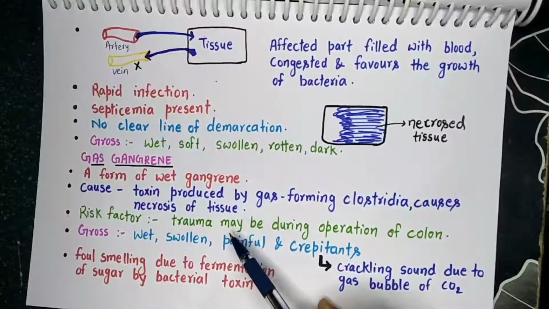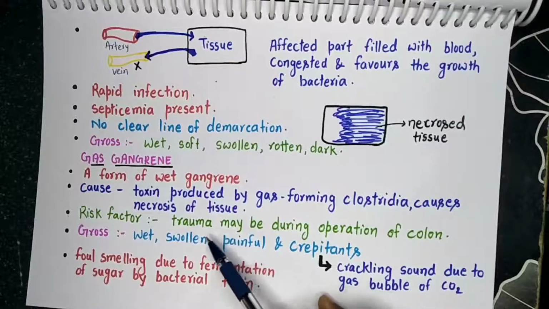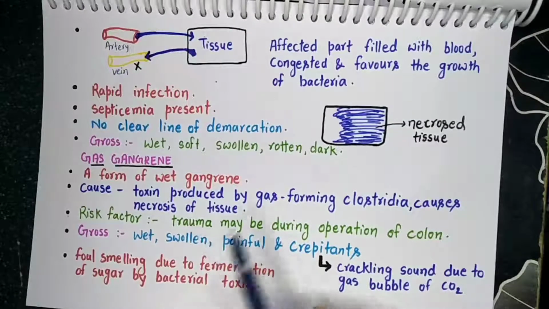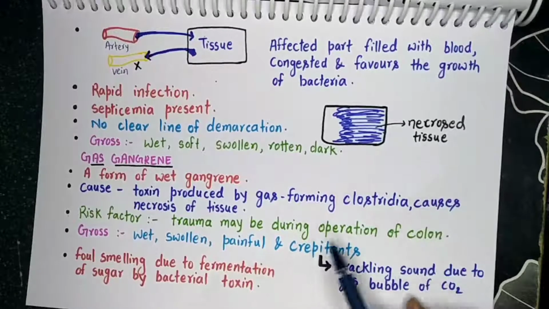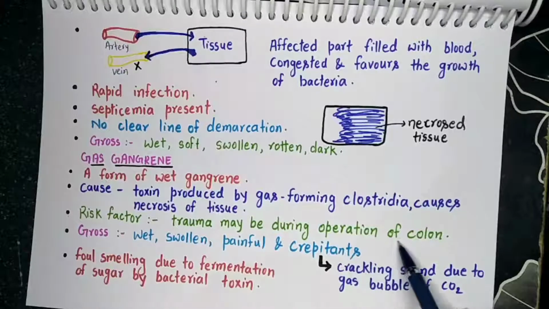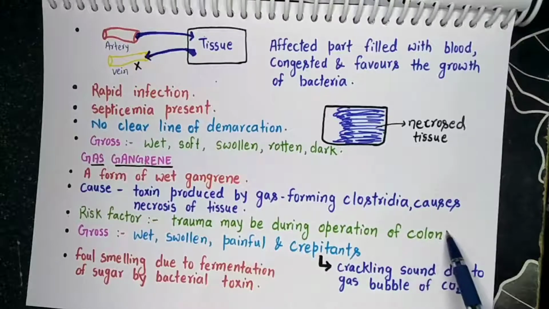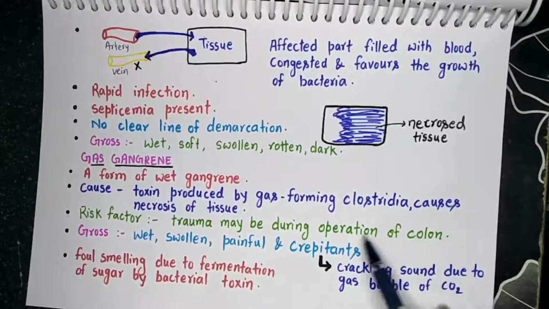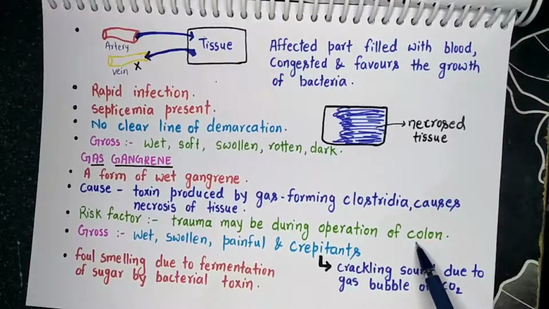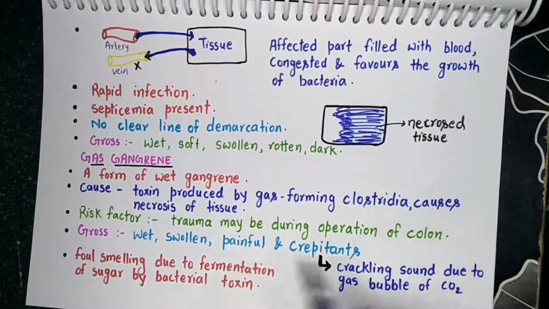Gas gangrene can be seen in case of trauma due to any accident, or mostly during operation of the colon, because Clostridia bacteria reside inside the colon, and during operation of the colon, the bacteria may come out of the colon and reach different parts of our tissue, and may cause gas gangrene there due to production of toxin.